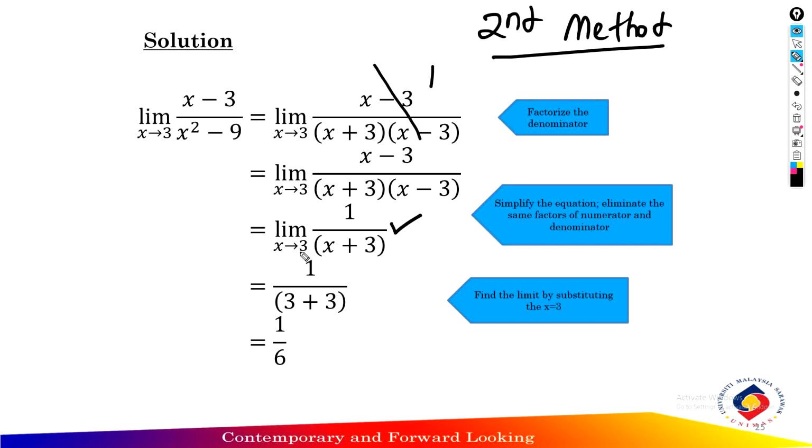Substitute 3 into the function, so 1 over 3 plus 3. When you substitute the value of 3 into the function, there is no need to write the limit notation. So 1 over 3 plus 3, and the answer: the limit as x approaches 3 of f(x) equals 1 over 6.